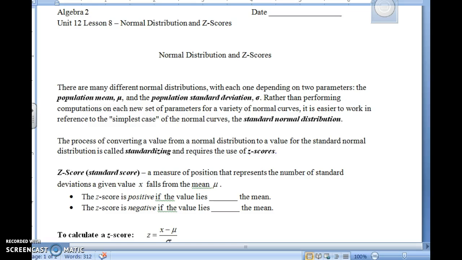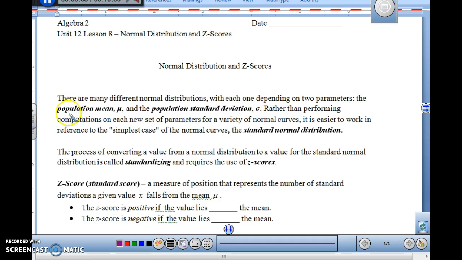This is Algebra 2, Unit 12, Lesson 8 on the normal distribution and z-scores. Now, there are many different normal distributions, each one depending on two parameters: the population mean, which is the mu, and the population standard deviation, which is the sigma.